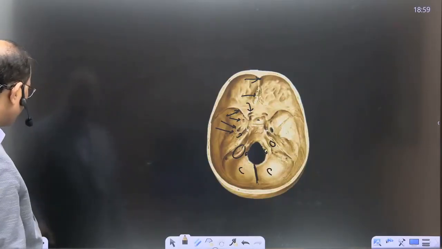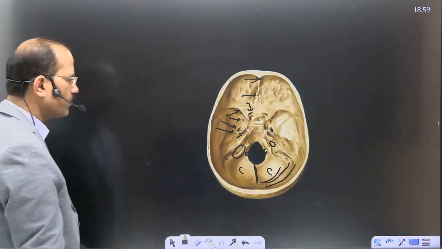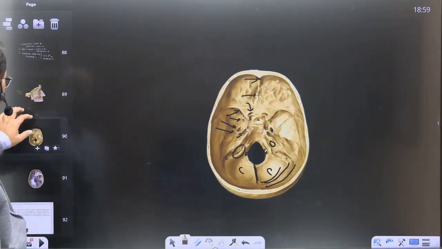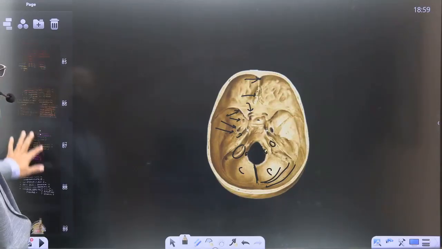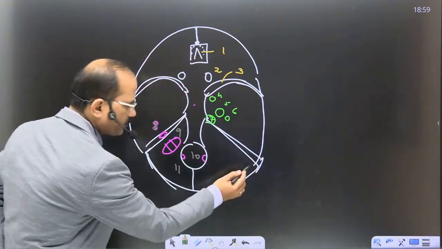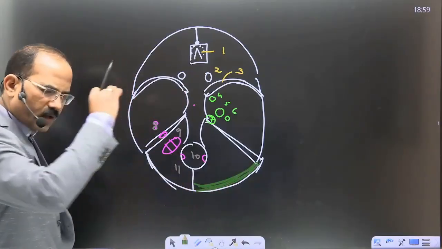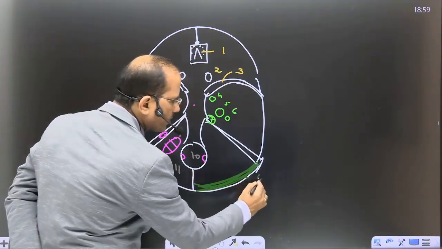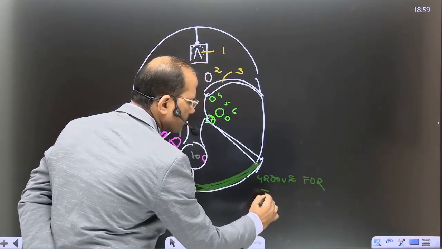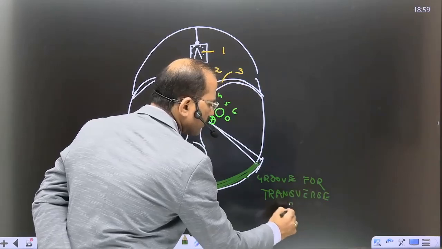Now you get something else also. You can see this. This is the groove for a sinus here. I'll draw that for you. That's the groove for the sinus. So there is a sinus here, students. Let me just tell you this. Behind there's a groove for a sinus here, and this sinus is the transverse sinus. So here we get the groove for the transverse sinus.